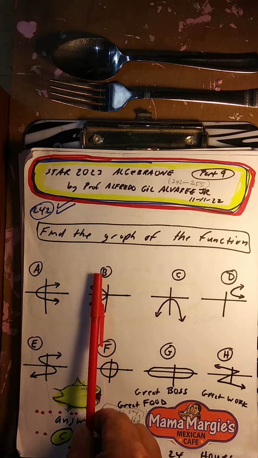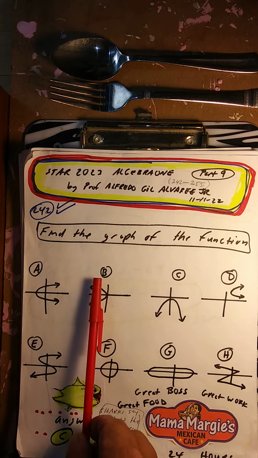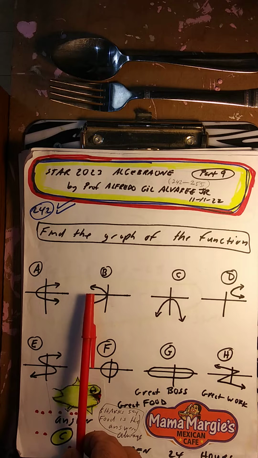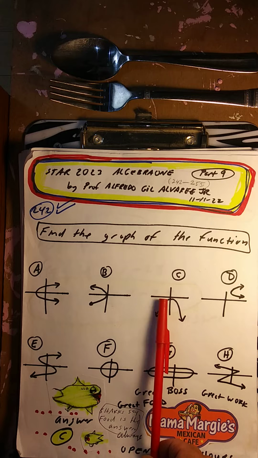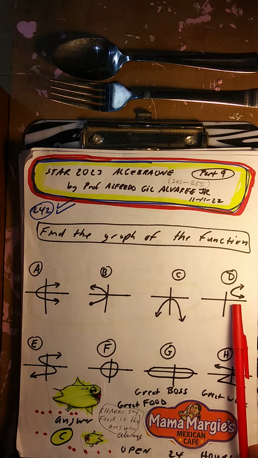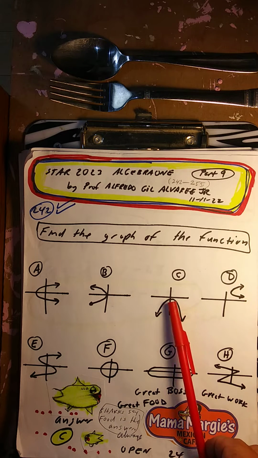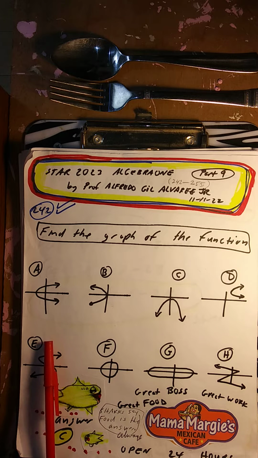How about this one? More than one hit, so not a function. How about this one? One hit, one hit, one hit. Oh, this one, that looks like it right there. How about this one? No, that's not a function. So this one's a function so far. How about this one? Hit, hit, hit. Nope. More than one hit right there.